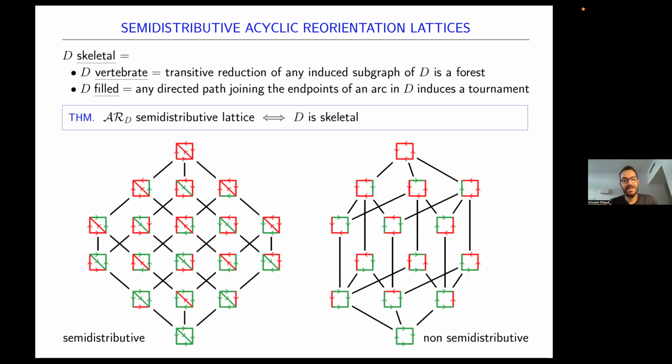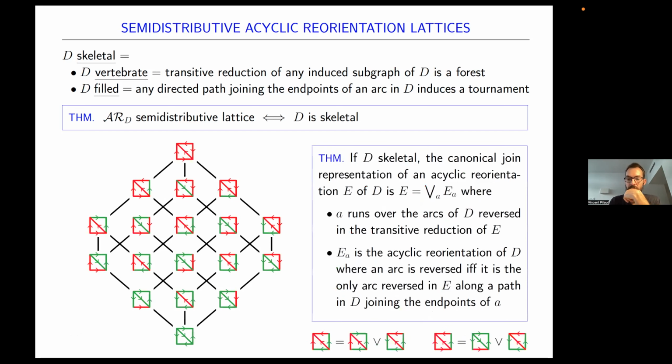Okay, so now we have the semi-distributive acyclic reorientation lattices. So we are in the very same state as we were with the weak order. So we can try to understand the canonical join representations and the quotients of these very specific acyclic reorientation lattices. So let's start. Yeah, I think I'm getting a bit late. So let me just say that it's very simple to express the canonical join representations in these lattices. So you pick an acyclic orientation E, and I can write it as a join of join irreducibles.